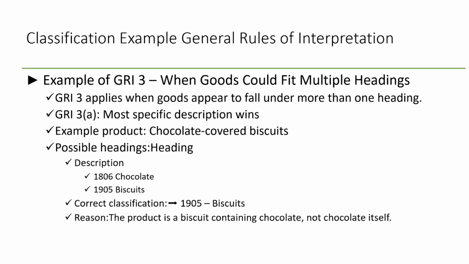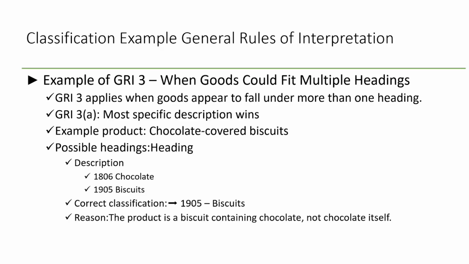GR3, when goods could fit multiple headings. GR3 applies when goods appear to fall under more than one heading, and that can happen quite a lot, right? In that case, the most specific description wins. Where that can be an issue for traders is that they go in, look at the commodity code, think they found the correct one, and then it stops there. And from then on, they classify their product under that commodity code, right?